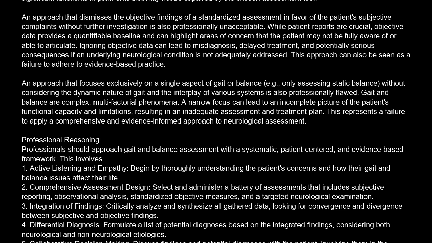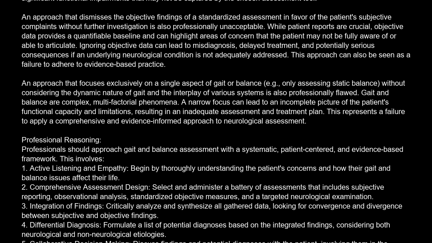An approach that dismisses the objective findings of a standardized assessment in favor of the patient's subjective complaints without further investigation is also professionally unacceptable. While patient reports are crucial, objective data provides a quantifiable baseline and can highlight areas of concern that the patient may not be fully aware of or able to articulate. Ignoring objective data can lead to misdiagnosis, delayed treatment, and potentially serious consequences if an underlying neurological condition is not adequately addressed. This approach can also be seen as a failure to adhere to evidence-based practice.